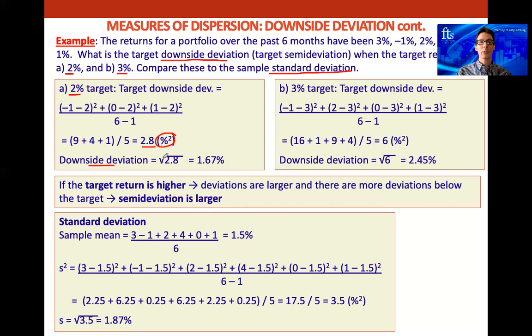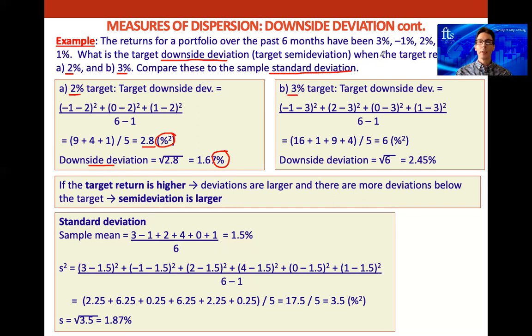We take the square root of that and we get 1.67, and there we're back to our same underlying units, our percentages. So that is the downside deviation for a 2% target. Now, what about a 3% target?